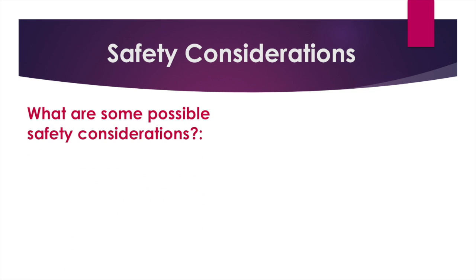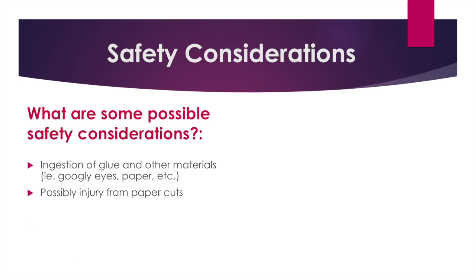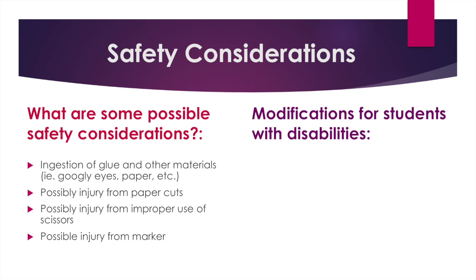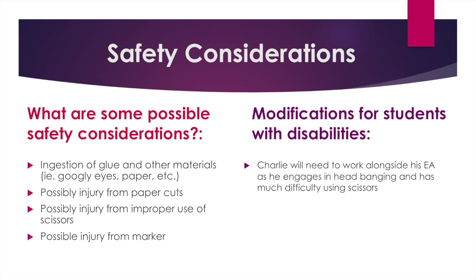What are some possible safety considerations? So ingestion of glue and other materials such as googly eyes, paper, etc. Possible injury from paper cuts. Possible injury from improper use of scissors. Possible injury from marker. Some modifications for students with disabilities. So Charlie will need to work alongside his educational assistant as he engages in head banging and has much difficulty using scissors.